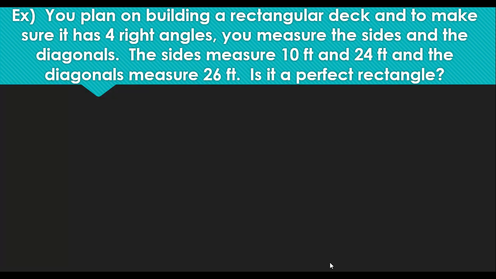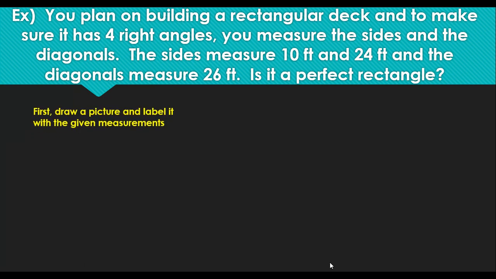Let's move on and just go straight to examples. So say you want to build a deck in your backyard, a rectangular deck, and we have to make sure it has 4 right angles. So we measure the sides and the diagonals. The sides are 10 feet and 24 feet respectively, and the diagonals are 26 feet. And we want to know, is it a perfect rectangle? So since we have 2 different side lengths, that's part of it being a perfect rectangle. So we really just have to verify that that diagonal works out for us.